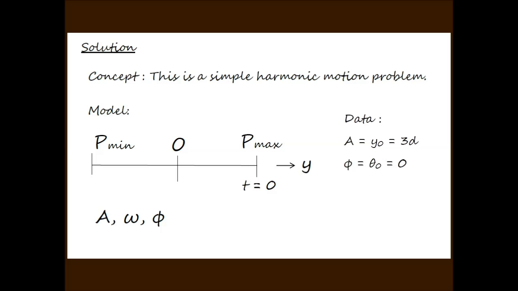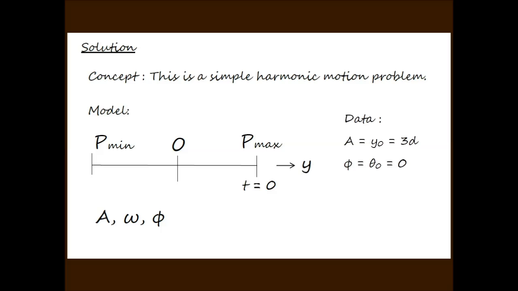Next, we are told that it is released from its maximum position. This means that its phase at the time of release is 0 in the cosine form. If we're not sure of this, please refer back to the auxiliary circle.